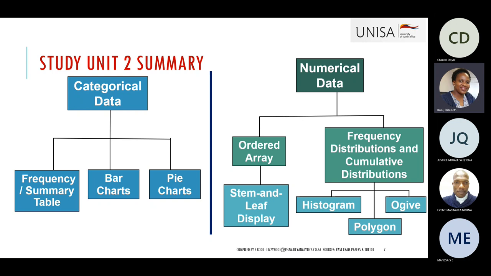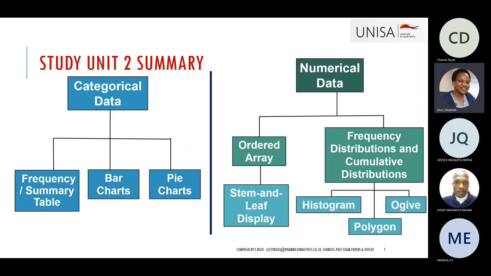And when you have an ordered array, you can use what we call a stem and leaf. And remember, there is one stem, many leaves. And the stem and leaf plot can take many forms: 100 stem and leaf, 10 stem and leaf, 1,000 stem and leaf, or a decimal stem and leaf. You need to be able to know how to build each one of them and how to deconstruct one of them so that you go back to the original values as well.